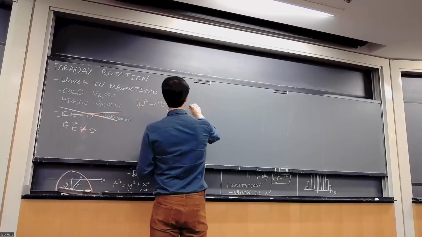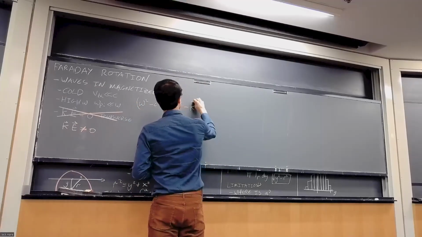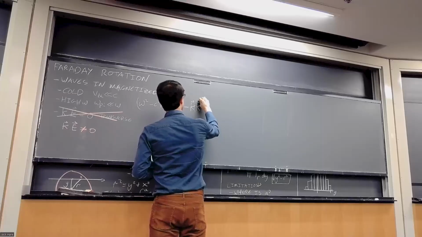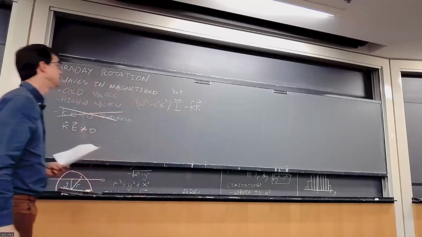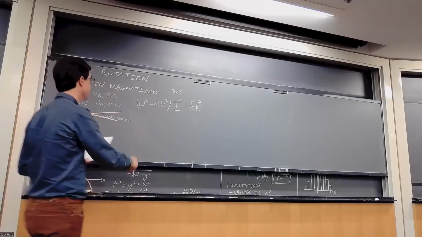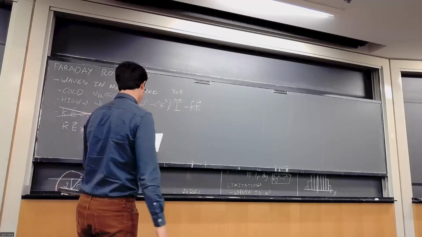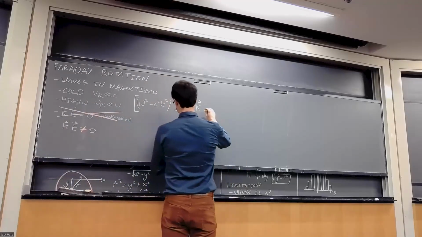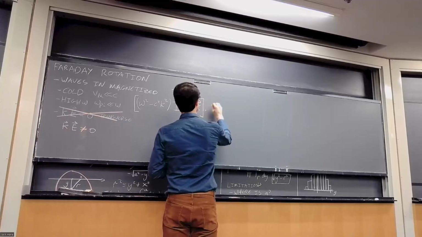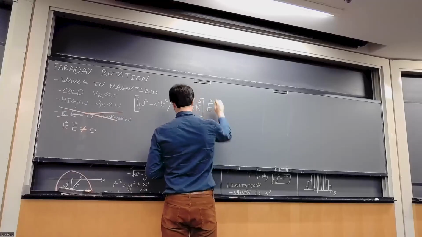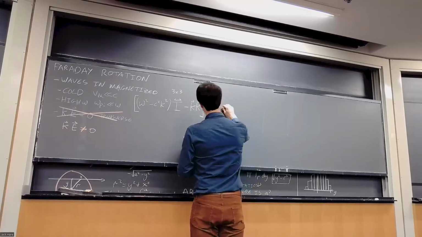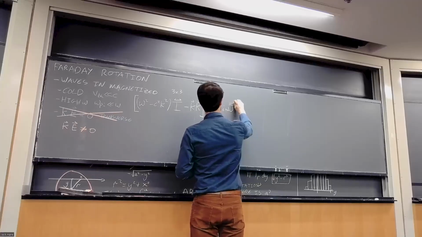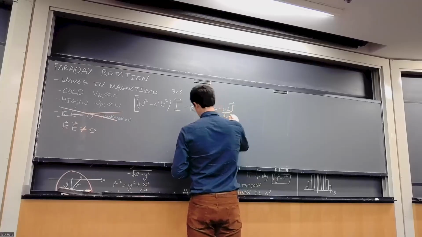And this is an even more odd-looking object, which is KK, a dyad, which is also a 3x3 matrix here. You can look up more of the details of this in Hutchinson's book if you haven't seen it in a while. All of this is now dotted with the electric field, and that is equal to minus i omega J over epsilon naught.